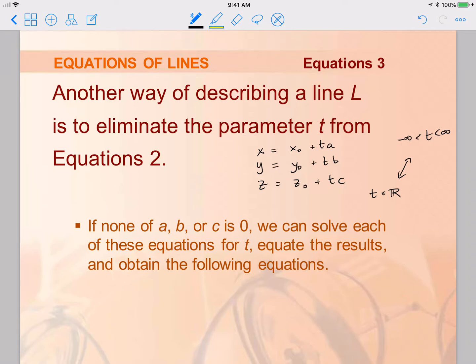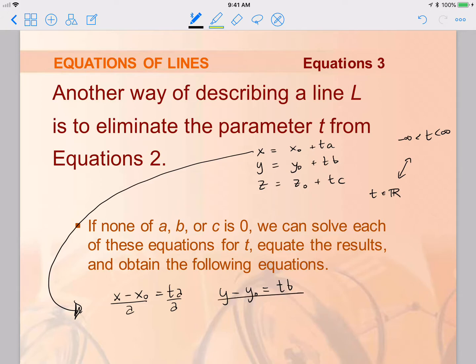Well, let's see here. If we know that x is equal to x naught plus ta, that means that x minus x naught has to be equal to ta, right? And y minus y naught has to be equal to t times b. So if a isn't equal to 0, and b isn't equal to 0, we could just divide both sides to get t by itself, right? And so then we end up with (x minus x naught) over a equals (y minus y naught) over b. Does that make sense?